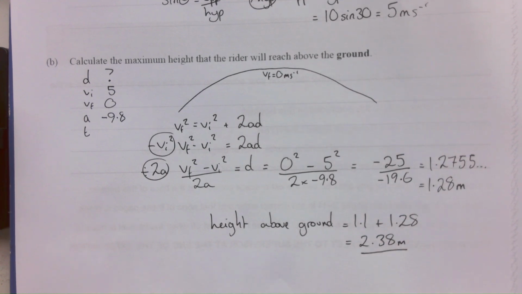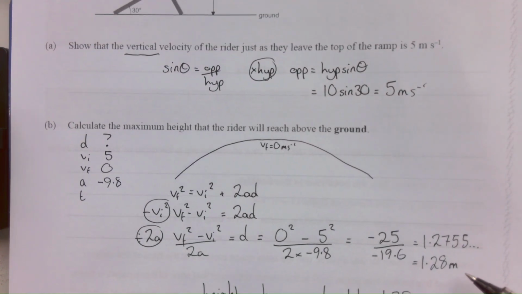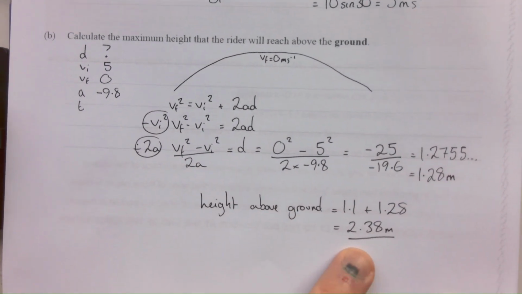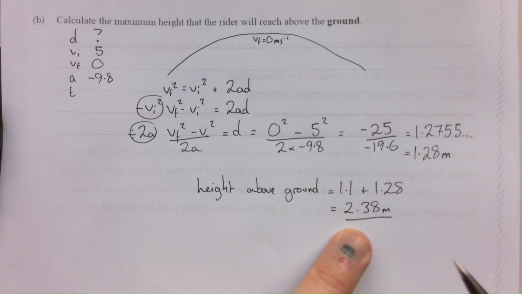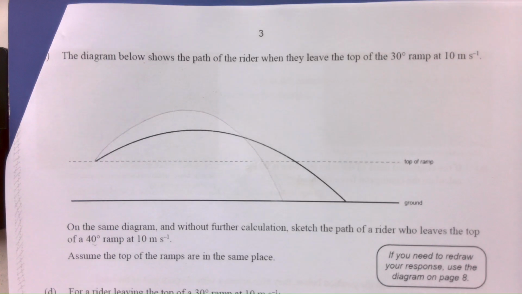Final answer. If you work out 1.28 meters and stop there, that is achieved. If you made a mistake with your calculation here and got a different answer to 1.28 but tried to add it to 1.1 either way, that's still achieved. You get merit only if you get the full final answer of 2.38 meters like that.